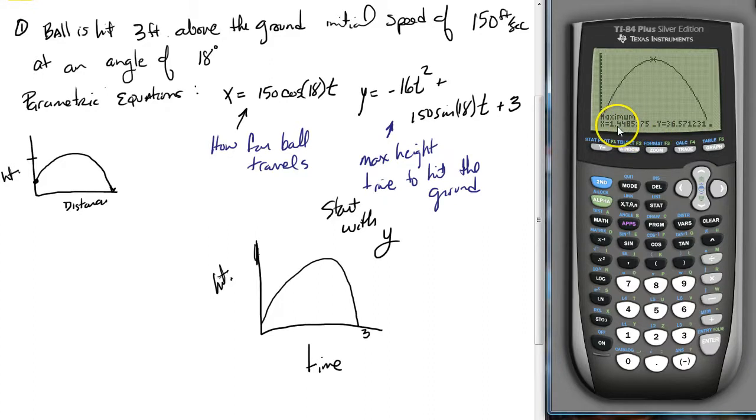So it says this. The maximum height occurs at, this X now is time, 1.45 seconds. That's what that would be, at 1.45 seconds. And the max height is 36.57. So this height is 36.57, which is going to be the same height on this graph. So if I said, what's that max height? It's 36.57.